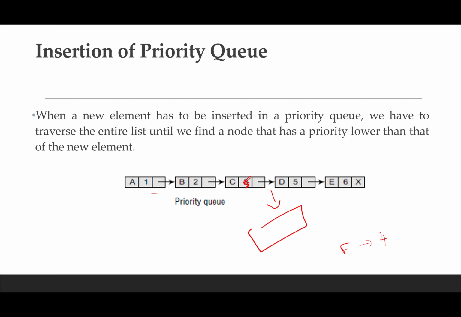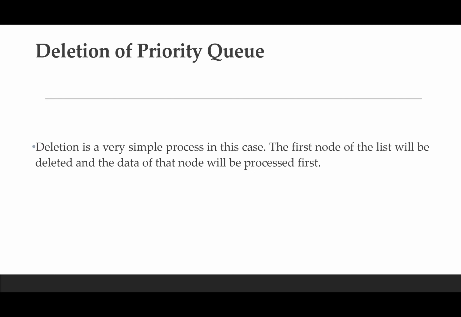When nodes have the same priority, it works on the principle of first come first serve. With this you can understand D is inserted after C.